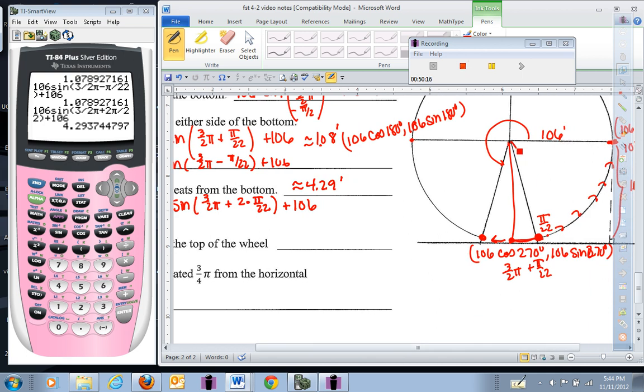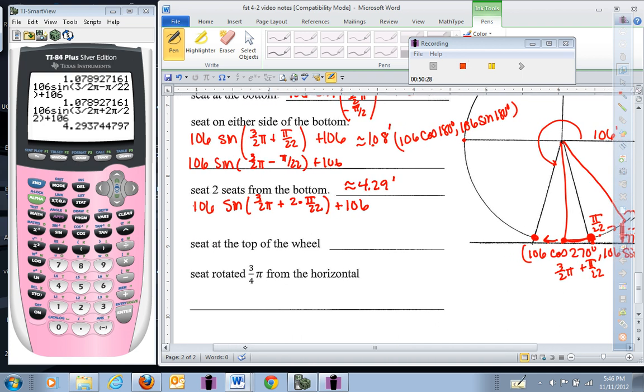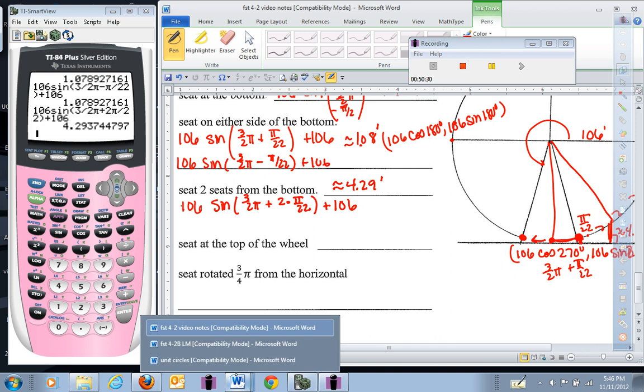So if we went over to this next spoke right here, then this distance down to the ground here would be about 4.29. The distance here is only about 1.08 feet. Okay, so it's the seat at the top of the wheel.